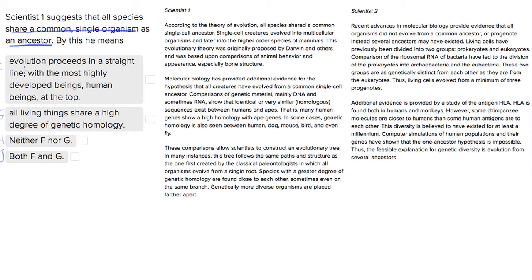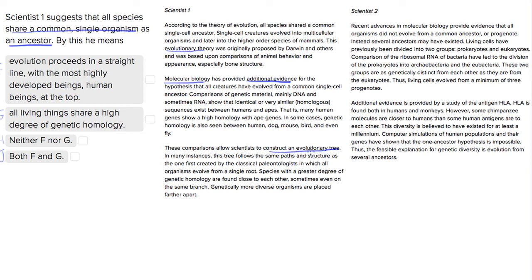So it tells us that the evolutionary theory was originally proposed by Darwin, no mention of human beings being on top. Then we have something about molecular biology providing additional evidence and showing that similar sequences exist between human and apes, which is pretty cool, but not exactly what we're talking about. And our third paragraph tells us that scientists construct this evolutionary tree, and species with a greater degree of genetic homology are found close to each other and sometimes on the same branch.